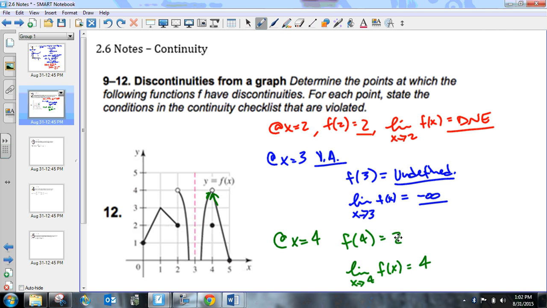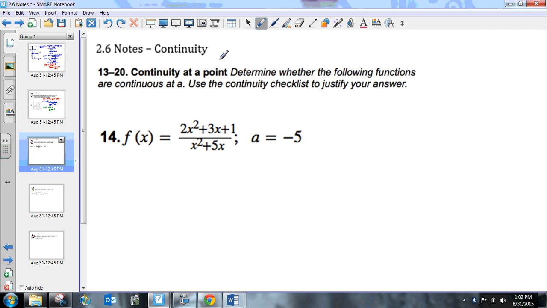So these are two different things, okay? Because these aren't the same, we're discontinuous at those values, okay? All right, let's take a look at number 14. It says determine whether the following functions are continuous at the value for a. Then use the continuity checklist to justify your answer.